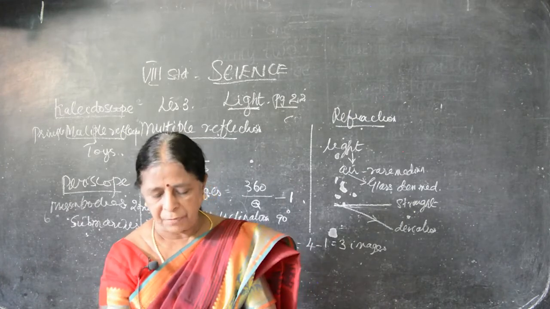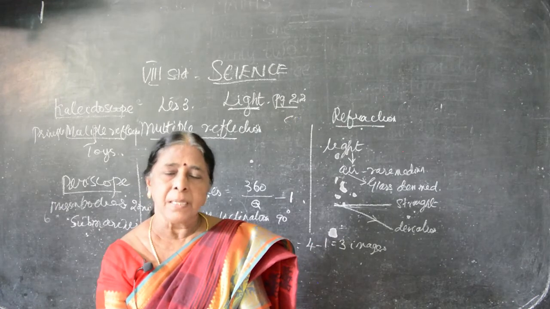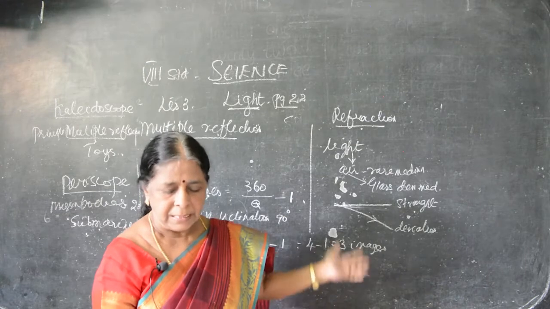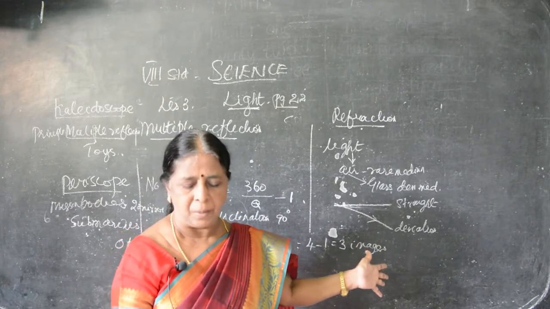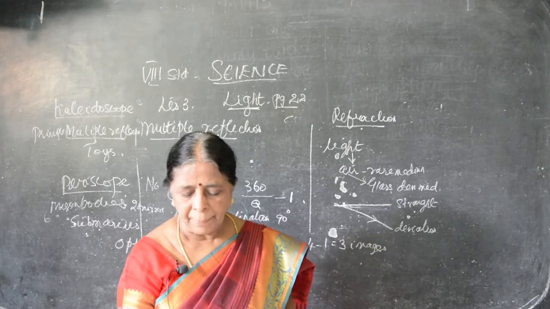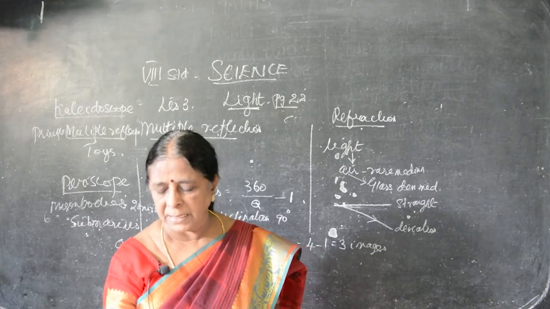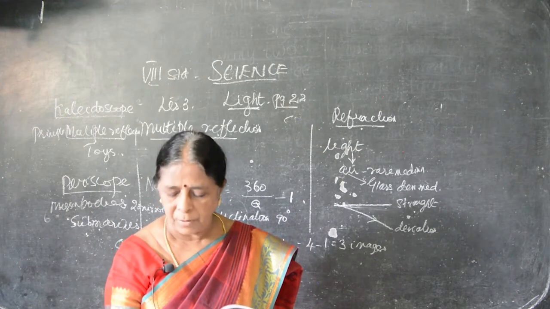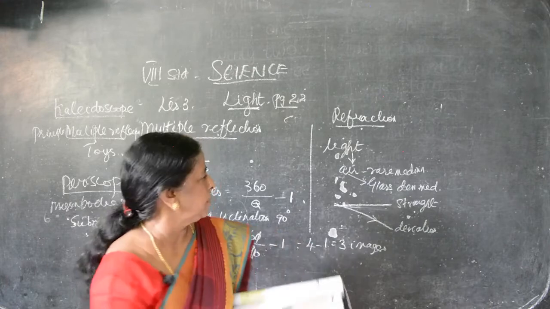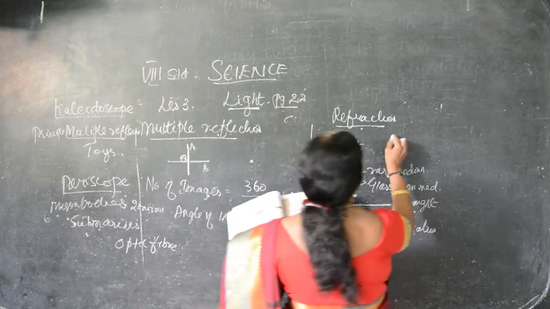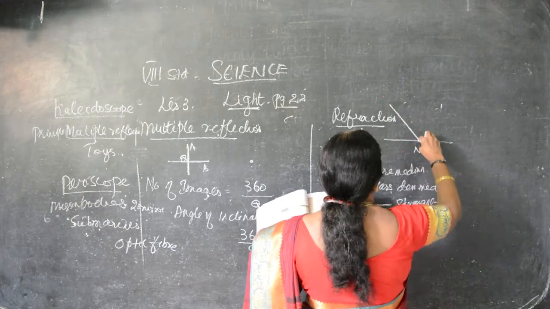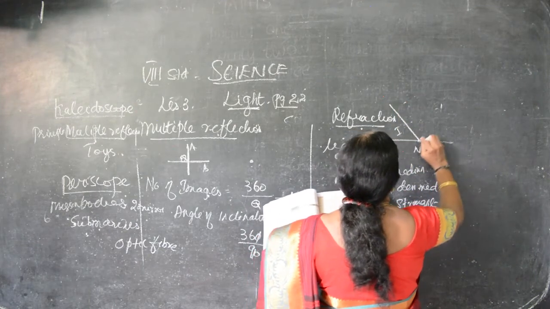And what are the laws of reflection? Refraction and reflection are the same in this respect: the incident ray, the refracted ray and the normal at the point of intersection all lie in the same plane. The ratio of the angle of incidence to the angle of refraction is constant. In reflection, the light travels like this: this is the normal, this is the incident ray, this is the reflected ray.